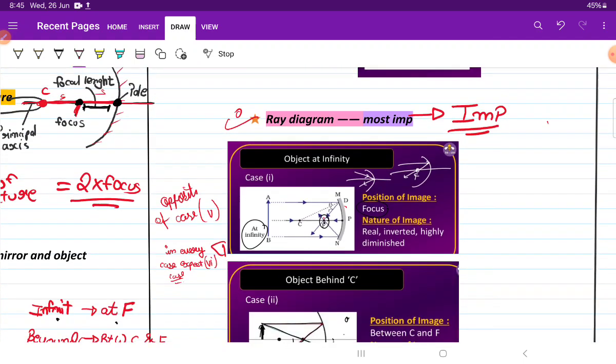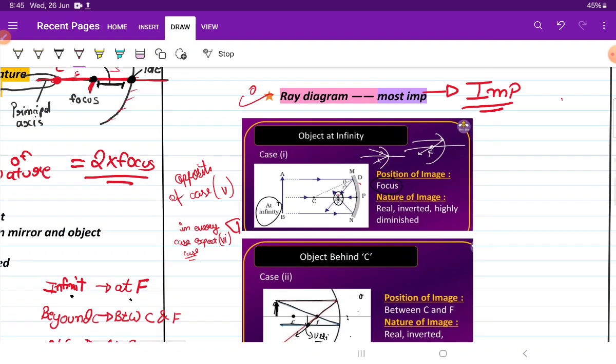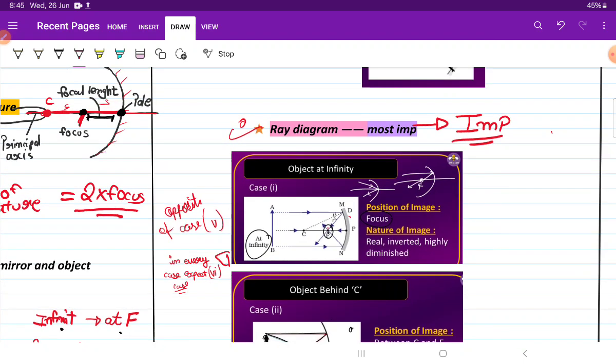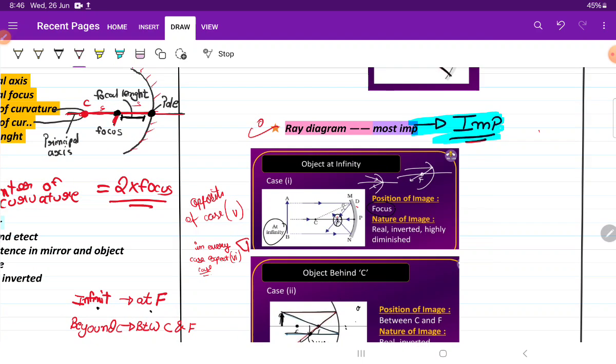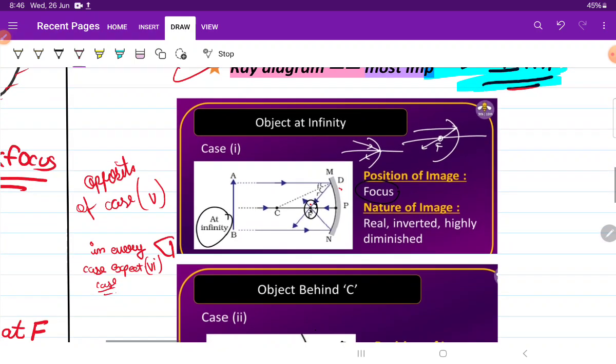Now let's start with ray diagrams. These are the most important thing in this chapter, because most of the questions come from the standard laws of concave mirror, standard laws of convex lens, and the ray diagrams of both. So let's start with the first ray diagram.